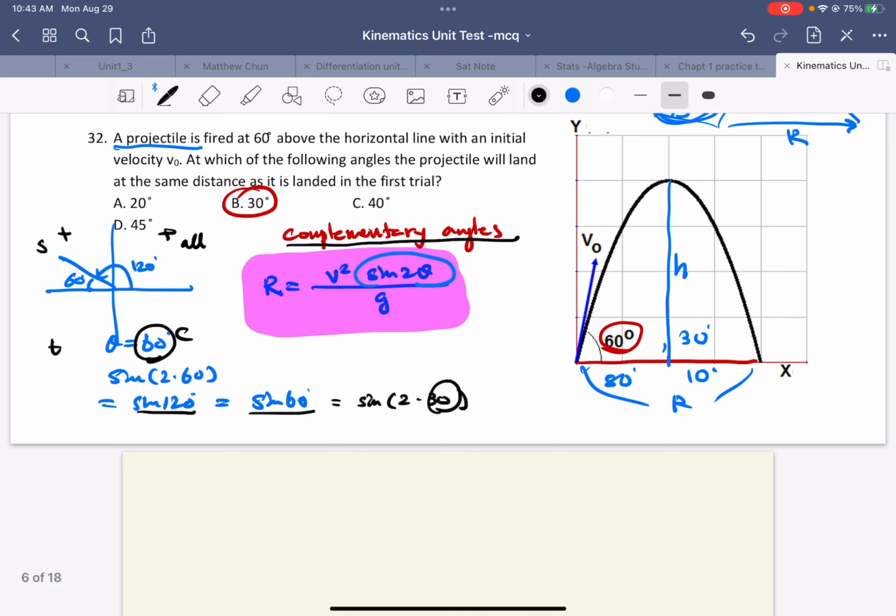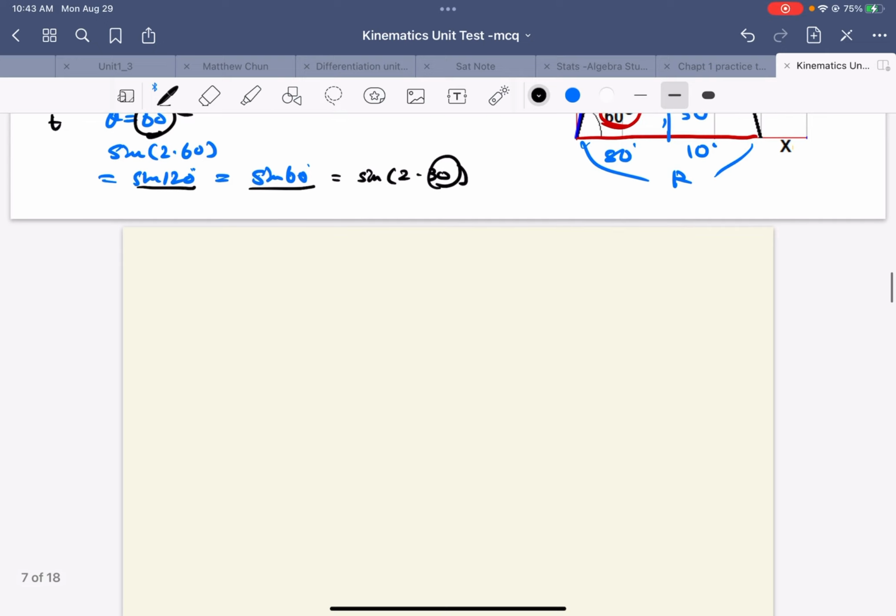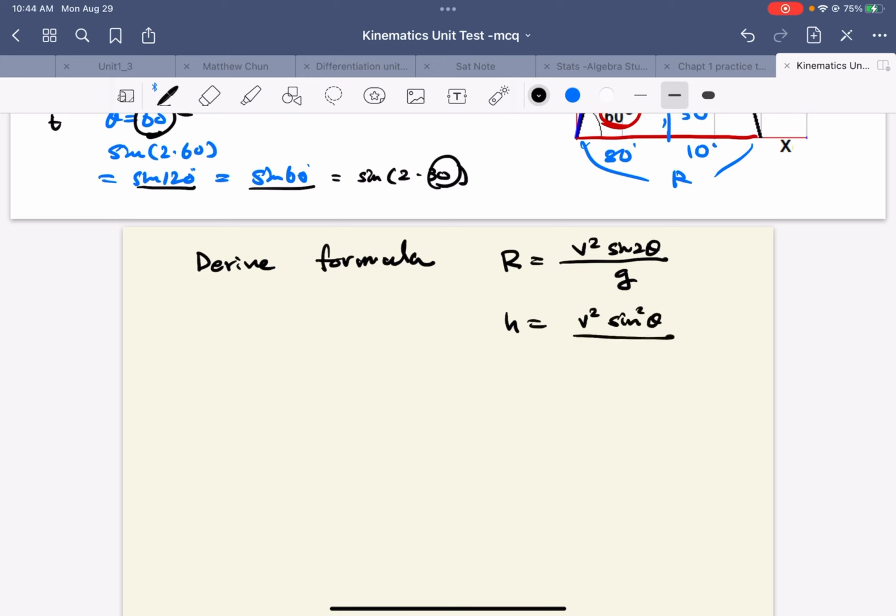For those who are wondering where this formula comes from, let me derive the formula. We talk about the formula R, your range for the x side, equals v squared sine 2 theta over g, and at the same time I want to talk about h, another formula, which is v squared sine squared theta over 2g. This is good to know. If you memorize this, it'll be very helpful.